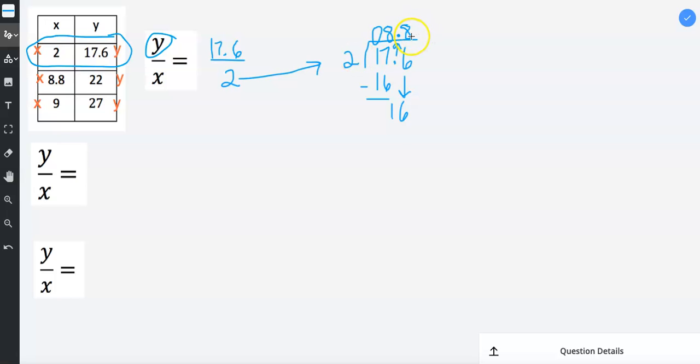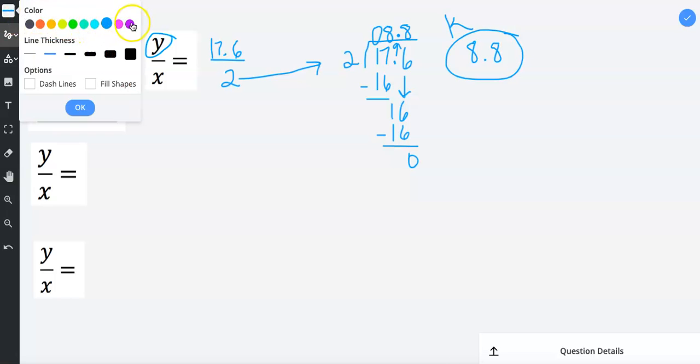2 times 8, the multiplication result, 16, is subtracted from the 16. We get a remainder of 0, and there's nothing to bring down. So we get 8.8 for our unit rate. So we use the unit rate formula K equals Y over X to find the unit rate. The unit rate, or K, is 8.8. Now we need to find the unit rate from the next point.